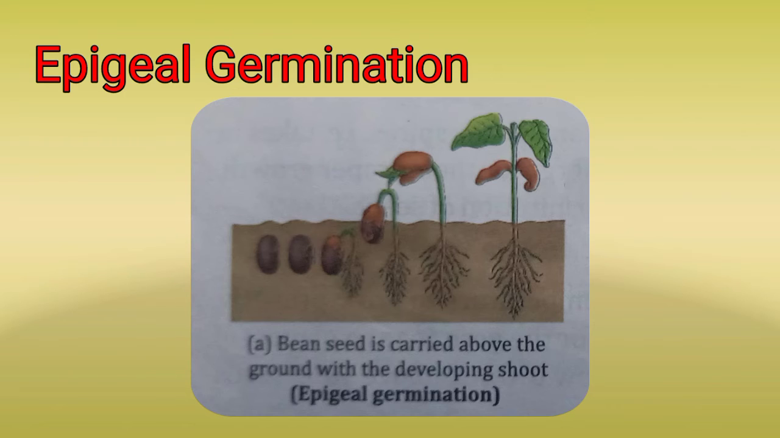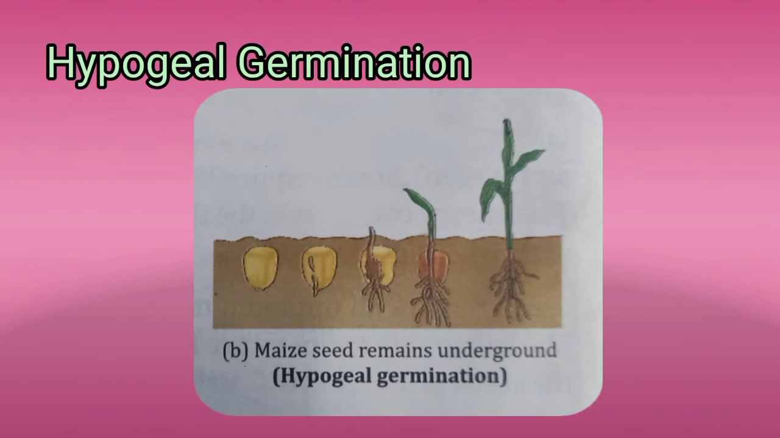In dicot seeds, the cotyledons, thick with stored nutrients, emerge above the ground during germination and then transport the stored nutrients to the developing seedling. This type of germination is known as epigeal germination. Examples of epigeal germination are the seeds of bean, cotton and papaya.